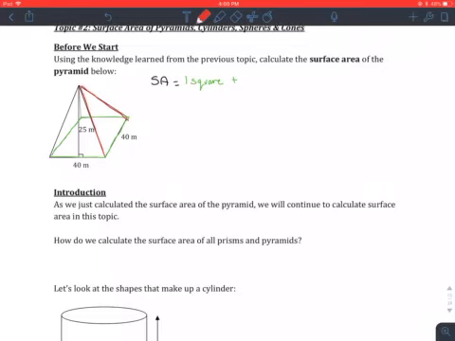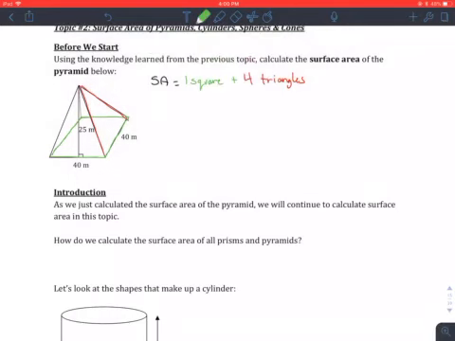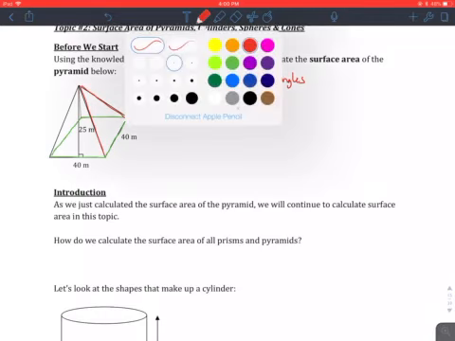Now I know those triangles are going to be the same because the dimensions on my square base are going to be the same. So all of those triangles have the same base, and that base has a dimension of 40 meters. So I am going to add 4 triangles. All right, so my square, we're going to take care of using our length and width. And our triangles, we're going to take care of using base times height divided by 2.